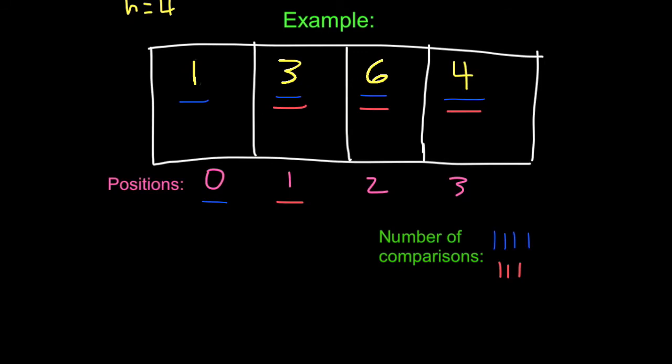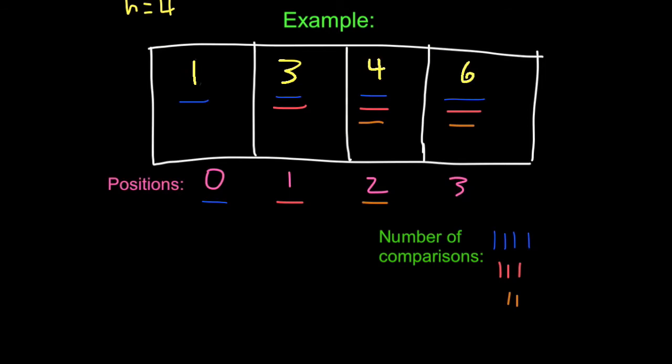So after that swap, the state of the list is 1, 3, 6, 4, and now we're going to find the minimum value from position 2 onwards. So here we're going to look at two values, the value at position 2 and the value at position 3. So we're going to make 2 comparisons here. And after making those comparisons, we're going to discover that the minimum value from position 2 onwards is at position 3. So we're going to swap the value at position 3 with the value at position 2.